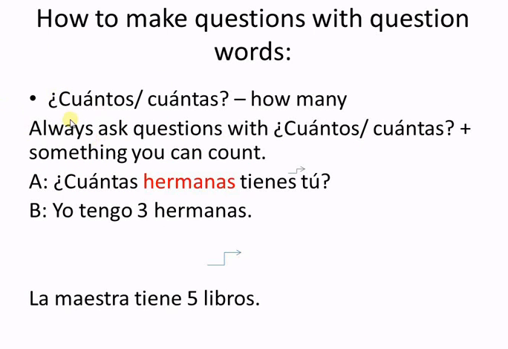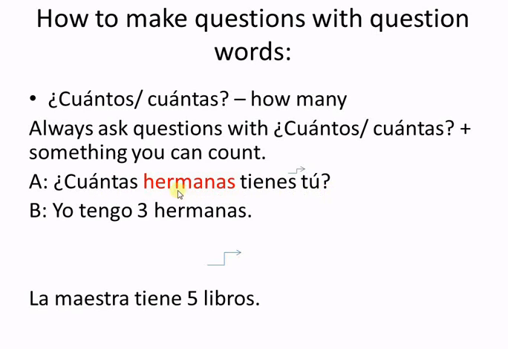Now, you need to be careful with cuántos and cuántas, and the reason is because students get sometimes a little confused where the subject goes whenever dealing with cuántos and cuántas. Cuántos and cuántas means how many, and when we ask questions using how many, we always have the thing that we are counting right after how many, just like in English, okay? So Spanish is not different. Whenever you ask a question using cuántos or cuántas, you say cuántos or cuántas and the thing that you are counting. Look, ¿cuántas hermanas tienes tú? How many sisters do you have?